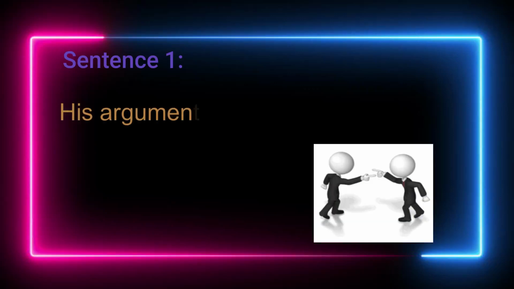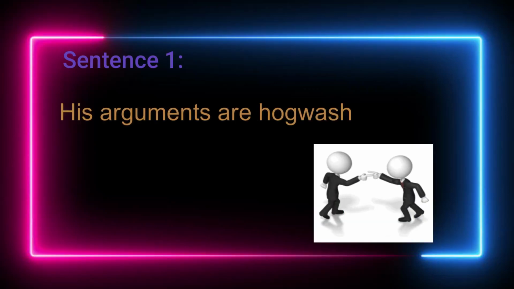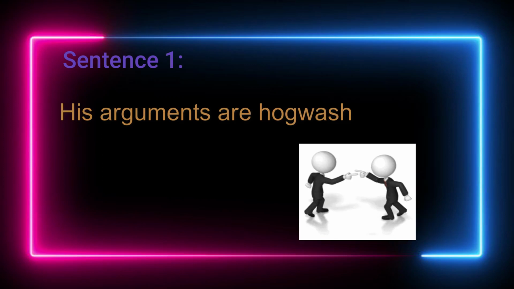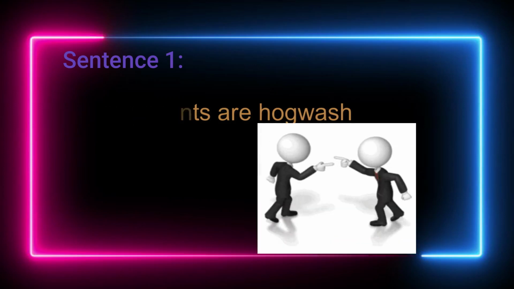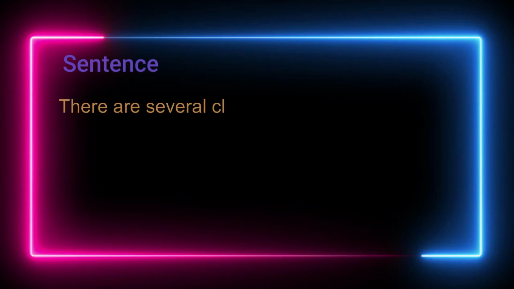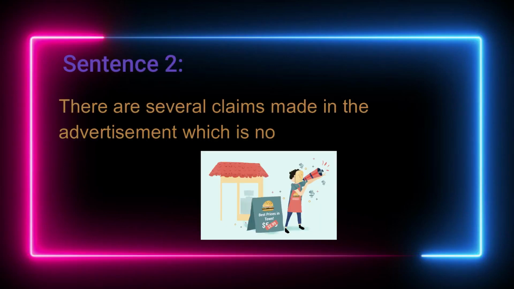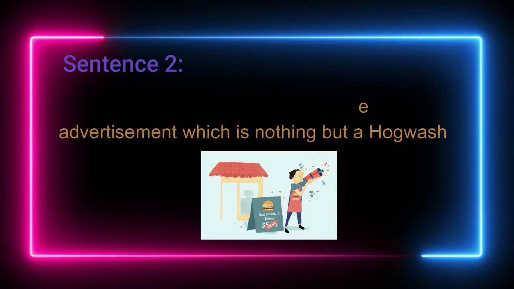Now let us see how we can use the word hogwash in a sentence. So here is the first example. His arguments are hogwash, which means his arguments are unproven and baseless. So let us take one more example. There are several claims made in the advertisement which is nothing but a hogwash, which means the claims made in the advertisement are not true and are made only to deceive the customers.